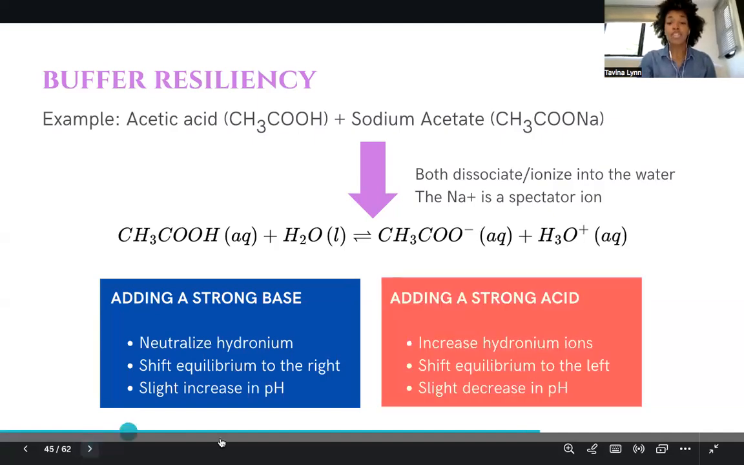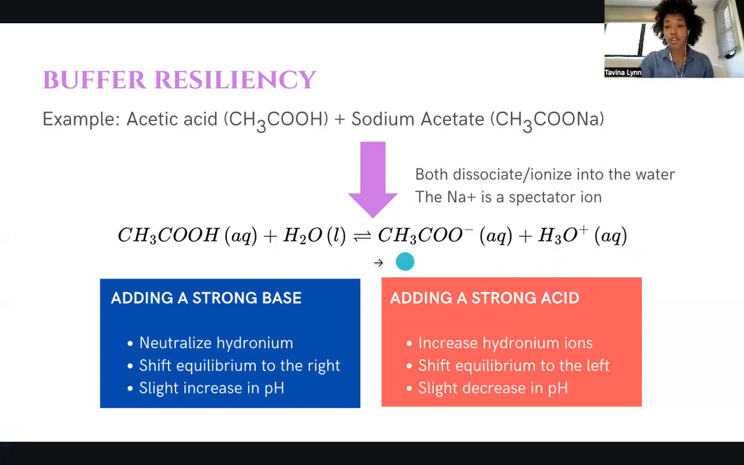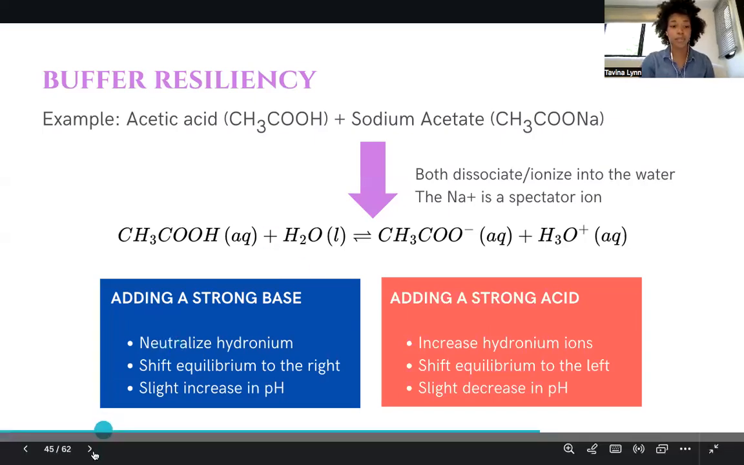Now, if we add a strong acid, which will release hydronium ions into the solution, we're thereby going to increase the hydronium ion concentration in our buffer reaction. And so this is going to shift the equilibrium to the left, making more acetic acid. So we'll have a slight decrease in pH.